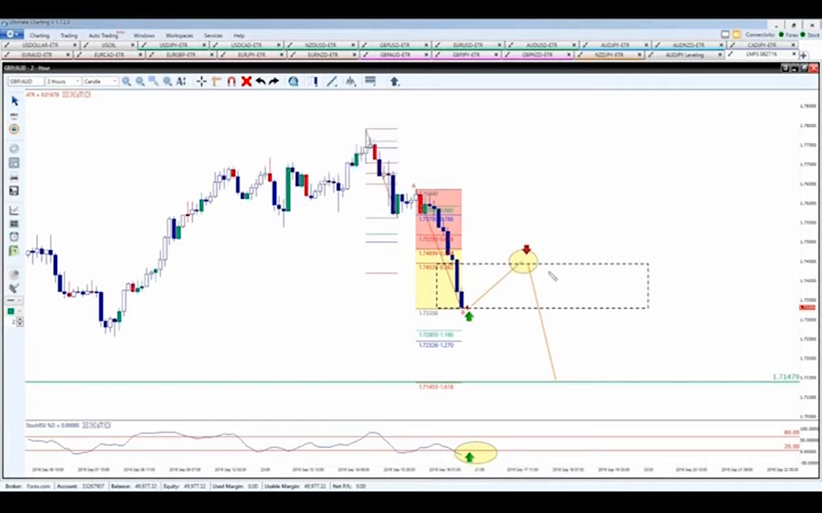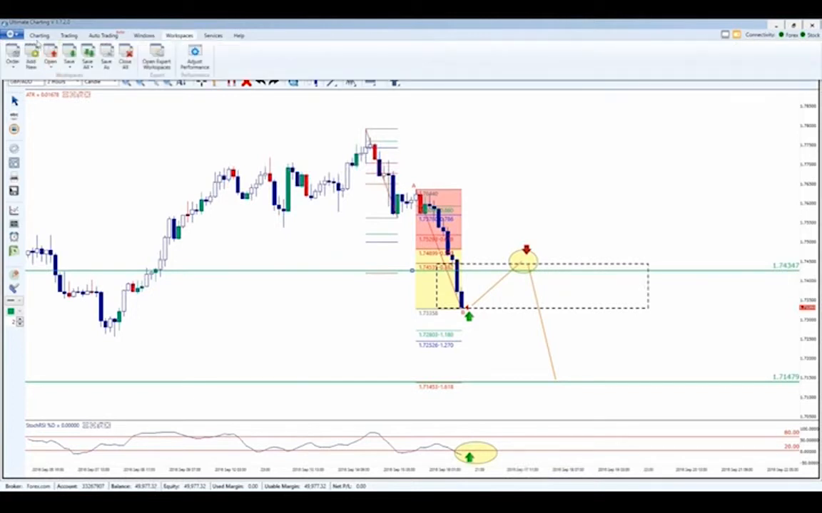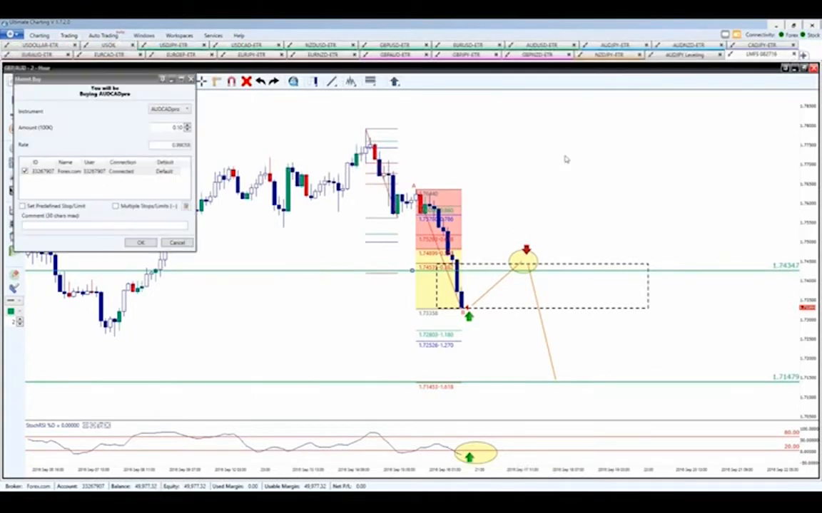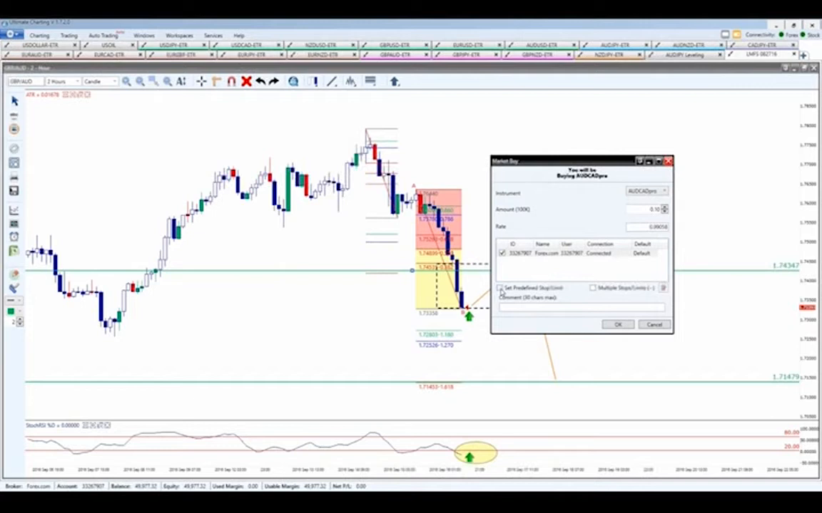What I can do is, when I get to that point where I want to trade, I can come in here. Oops. Too bad this isn't live here. I'll show you how to do this live. We can simply come in here and buy, and you can set this up and place your trade right here. And you can set your stops and limits right here from the charts.